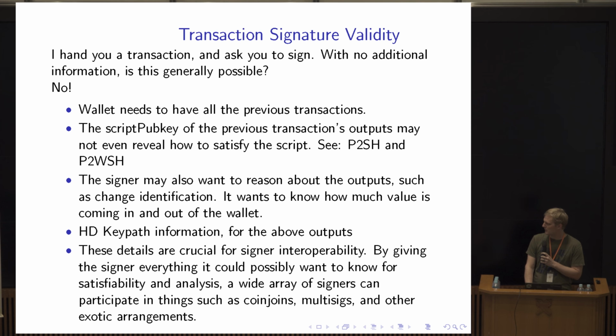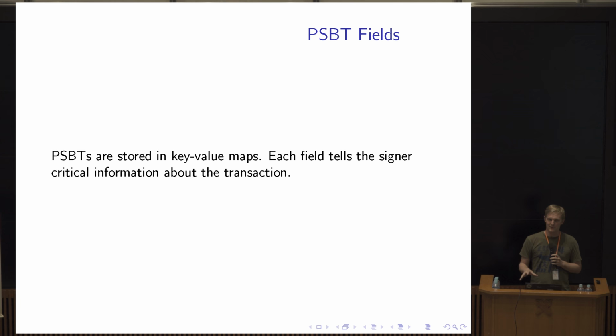So I'll go over a little bit over the fields that the partially signed Bitcoin transaction, PSBT, has. It's encoded in Base64 when it's human readable, or engineer readable, as they say. And the fields are key value maps. So they basically carry all the information necessary for the signer to reason about the transaction, solve it in the sense of how would I sign for it, and then sign for it. And eventually finalize it. So put it all together and then make a valid transaction for the Bitcoin network.